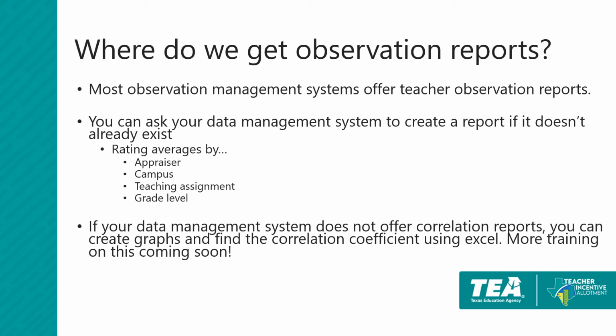As you're considering how to implement an observation data analysis dive, you may be wondering where you can get similar reports for your district. Most observation management systems offer teacher observation reports and welcome requests for reports that don't yet exist. Ask your data management provider if they can create an observation report to view observation ratings by appraiser, campus, teaching assignment, and grade level. If your data management system does not offer correlation reports, you can create these graphs and find the correlation coefficient using Excel. The TIA team is planning future training on this topic in the near future.